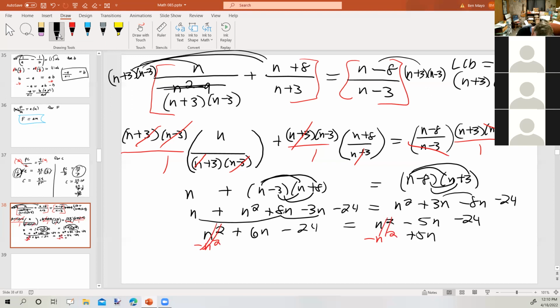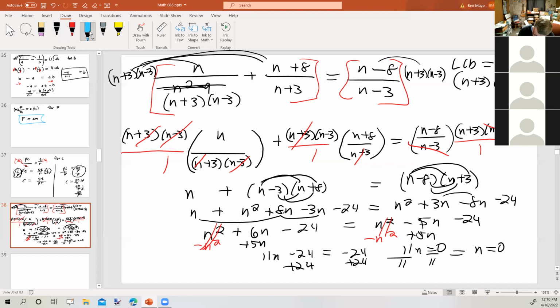I'm going to add 5n to both sides. So I get 11n minus 24 equals negative 24. I'll add 24 to both sides and I get 11n equals 0. Divide both sides by 11 and I get n equals, let's see, hang on here. N equals 0. All that for nothing.